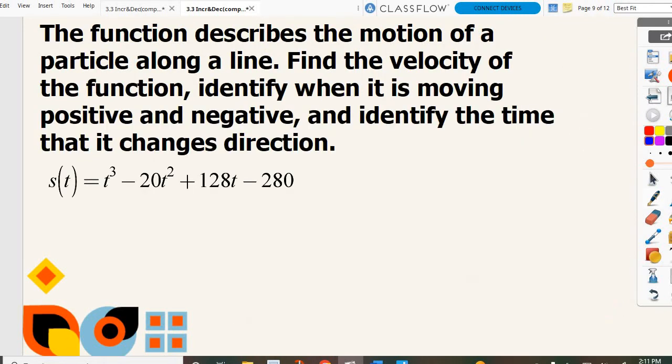Now, the other place that we see this happen, okay? We're gonna look at applications of these things. So we're still using our first derivative test. We're just using it with context now. So this says the function describes the motion of a particle along a line. Find the velocity of the function. Identify when it is moving positive and negative, and identify the time that it changes direction.